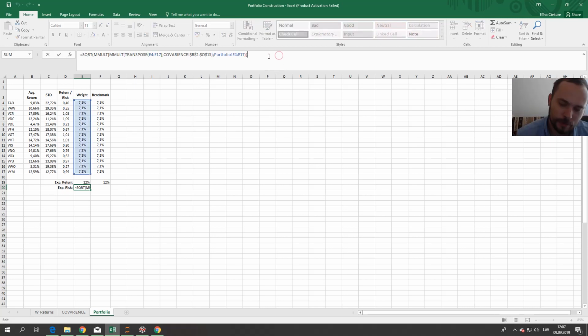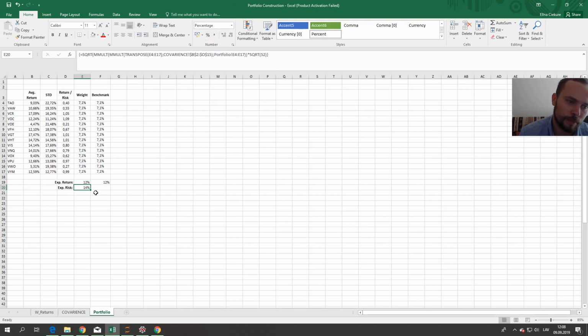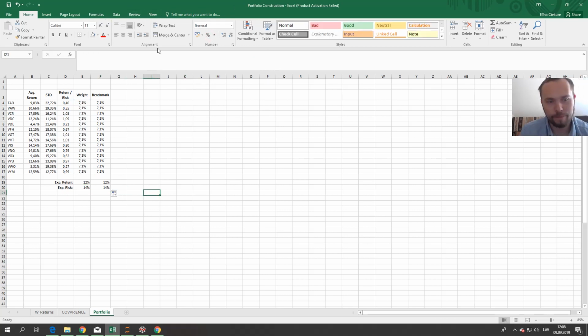And another thing, we had a weekly return, so the square root of 52 is our multiplier for this. Now we got the expected risk for both of them. Now, the optimization part. Well, basically, this is the easiest part.